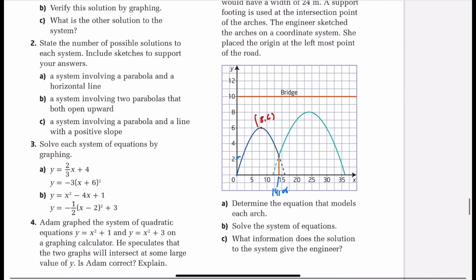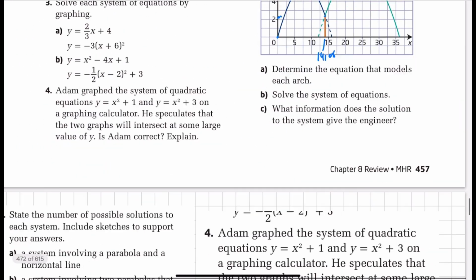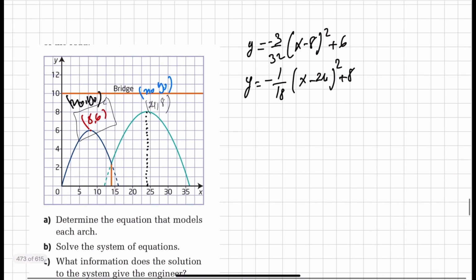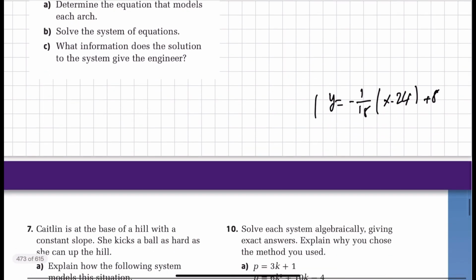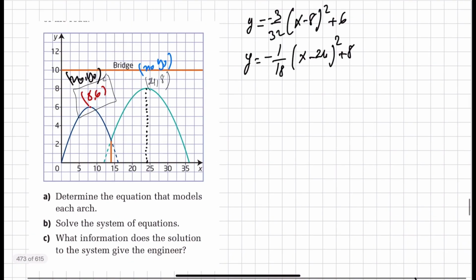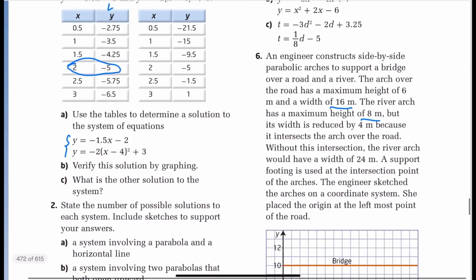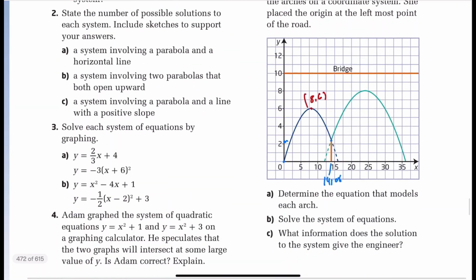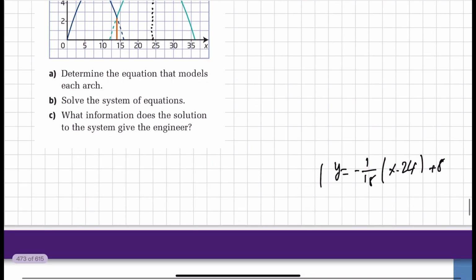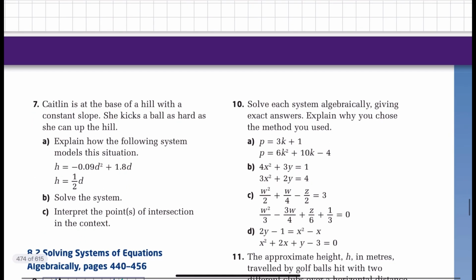So this is number 5. Where is number 6? I think number 6 is on the other page. Okay, this is number 6. We just did number 6, so we will go to number 7.